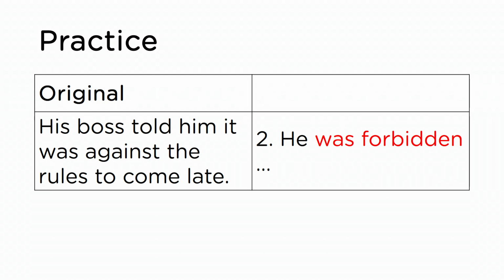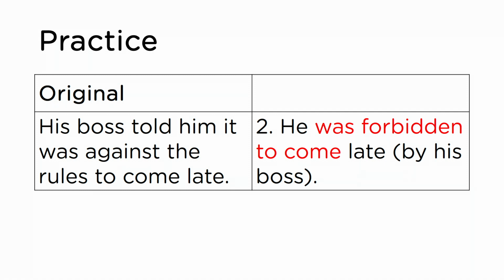His boss told him it was against the rules to come late. Okay, so here we're using is against the rules. It's not allowed. So we're using forbidden. And notice that we have the passive. He was forbidden. Now, how do we make this sentence? All right, he was forbidden to come late by his boss.